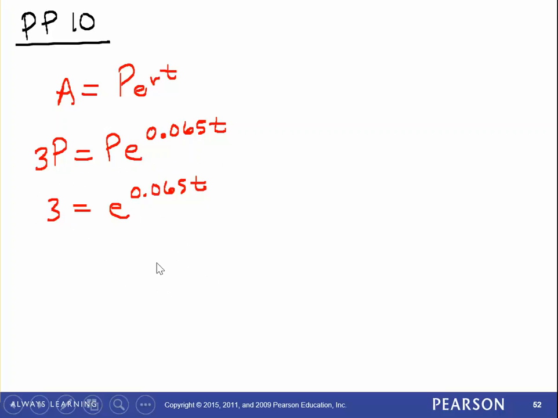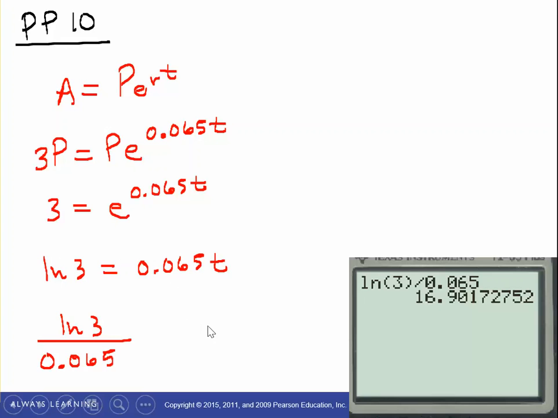So I'm going to change to log, but what's my base? My base is e, right? Log base e is really just ln. So this is just ln of 3 is equal to 0.065t. This would be log base e, but again we use ln as the notation for it. Hey, look at this, no more exponents to deal with. We just have multiplication, so I can divide both sides by 0.065, and I've got myself an answer.